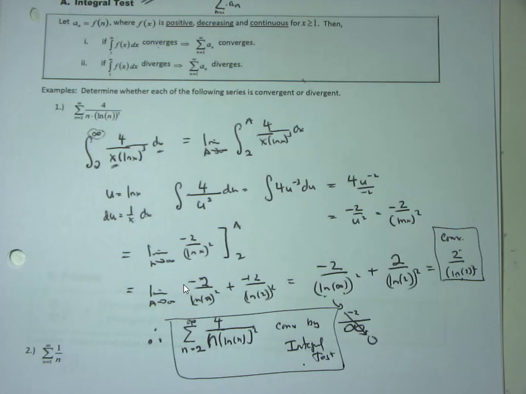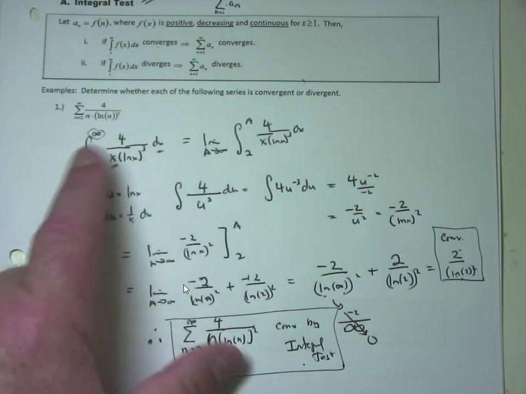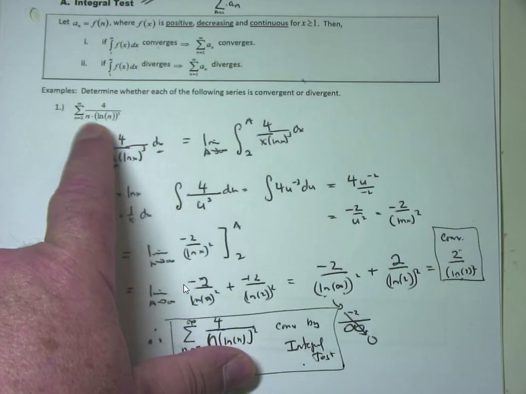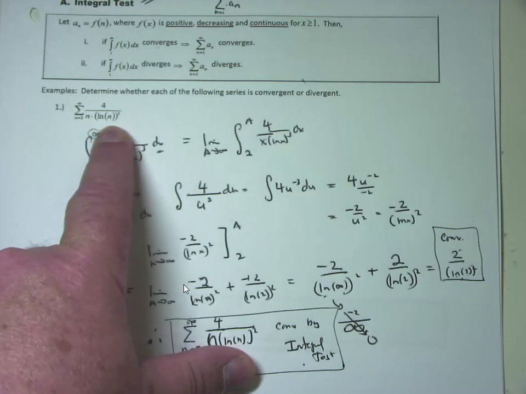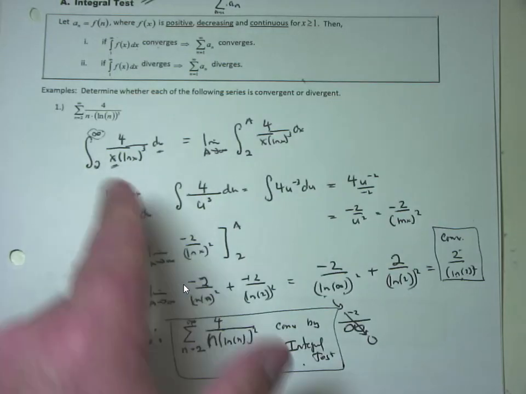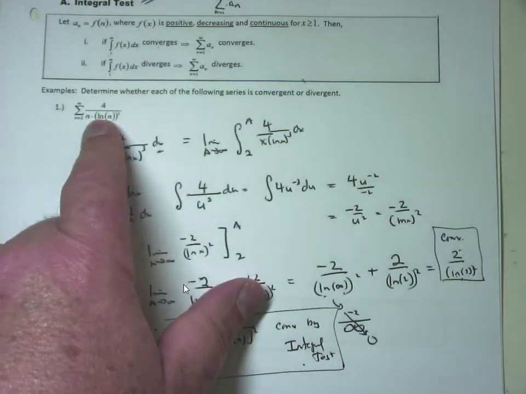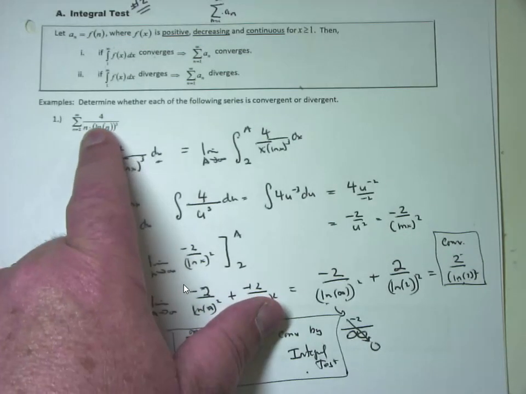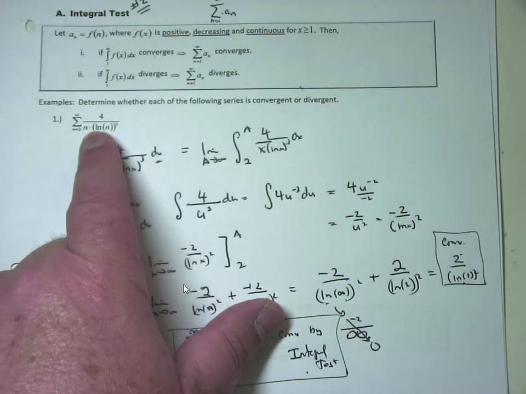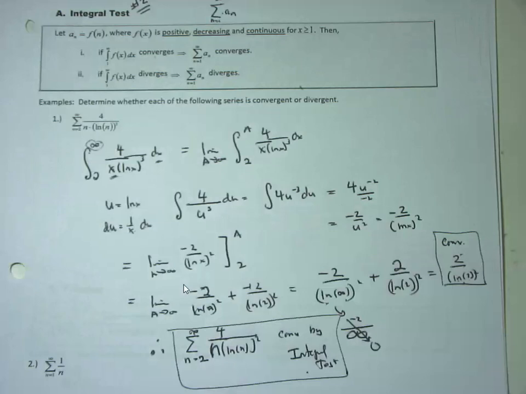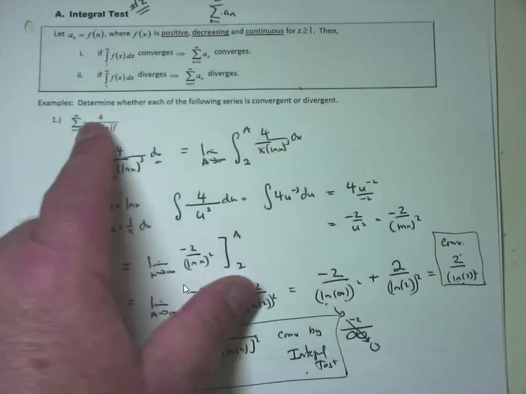Use your logic here. So in this problem, the first question I had was, okay, this is 4 over n times natural log of n cubed. So the denominator is getting bigger and bigger as you plug in values of n starting at 2. That means it is positive, because all the terms are going to be positive. It's decreasing because as the denominator gets bigger, the fraction gets smaller. And it's a continuous function because the natural log of n, as long as you're not plugging in 0 or 1 or anything less, is nice and continuous.